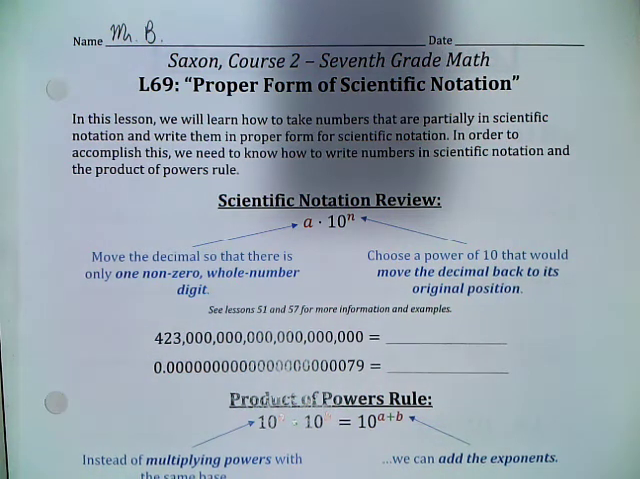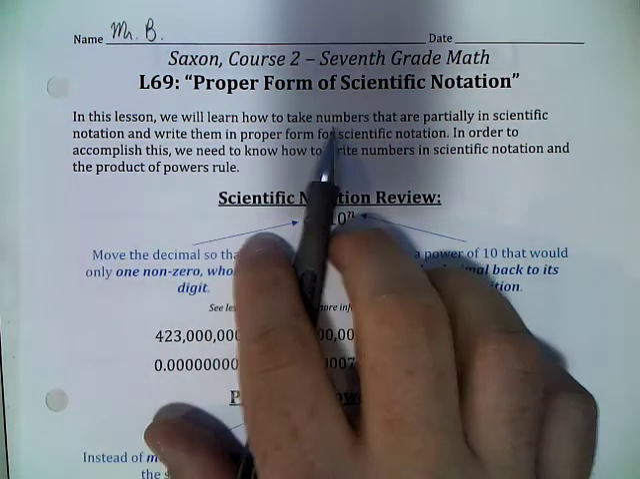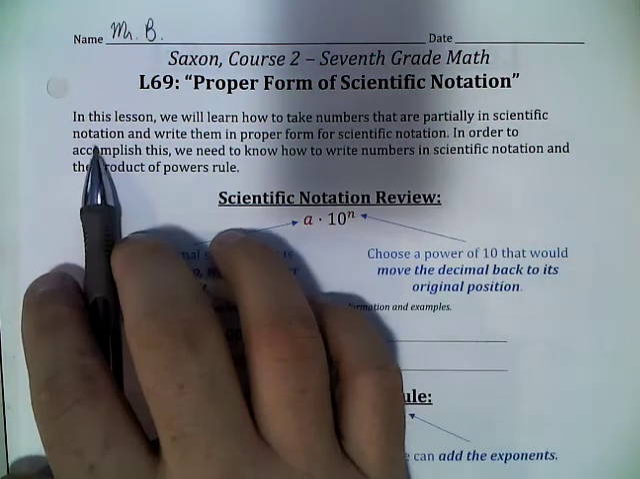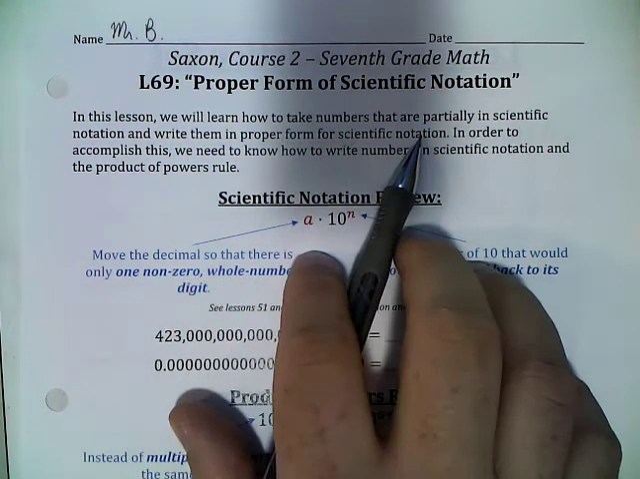This video is over Lesson 69, Proper Form of Scientific Notation, and is for my 7th grade math class. In this lesson, we will learn how to take numbers that are partially in scientific notation and write them in proper form for scientific notation.